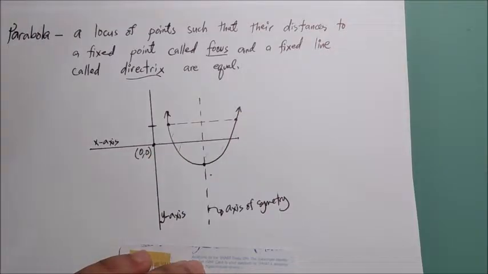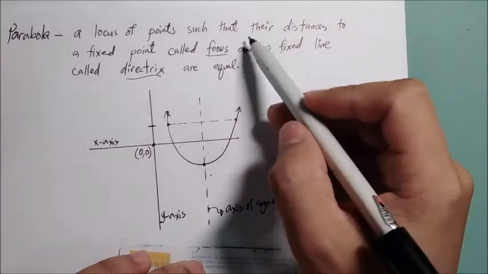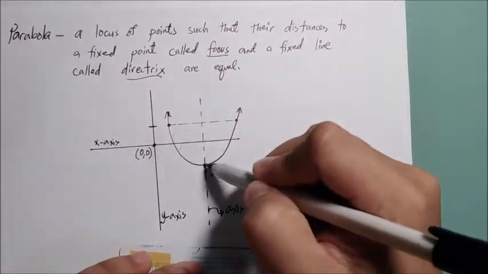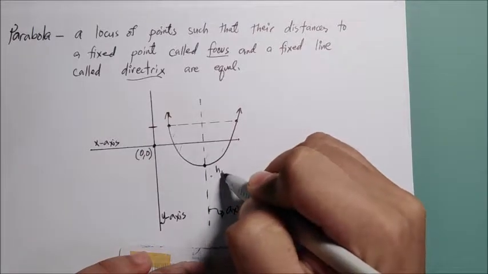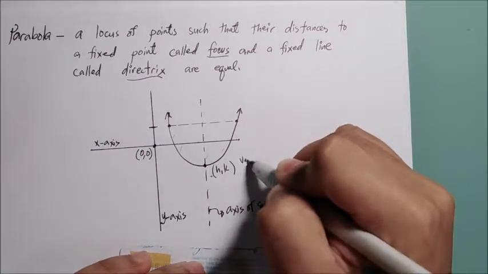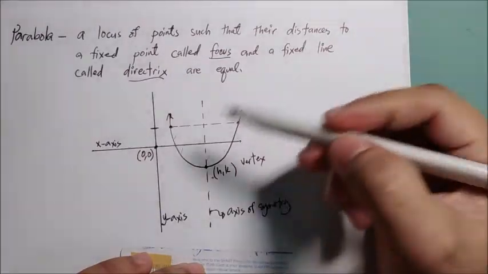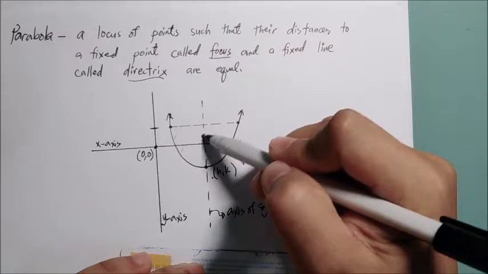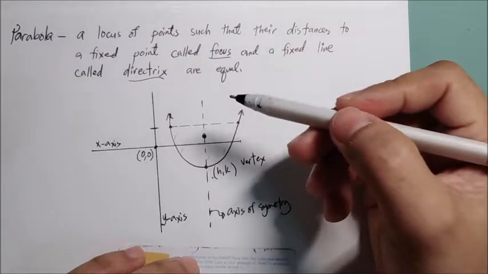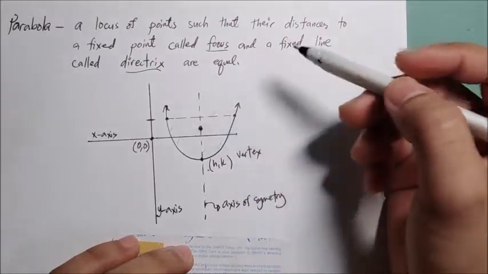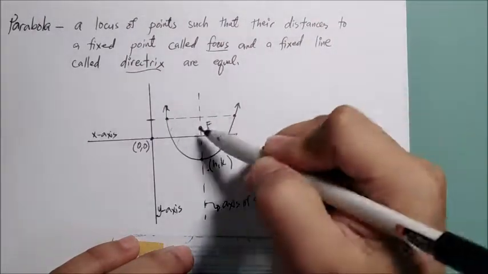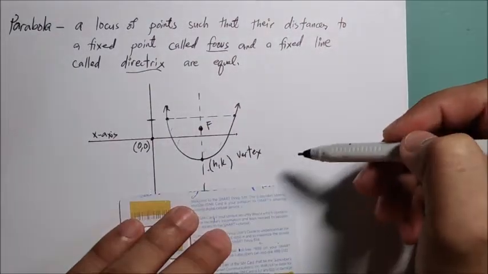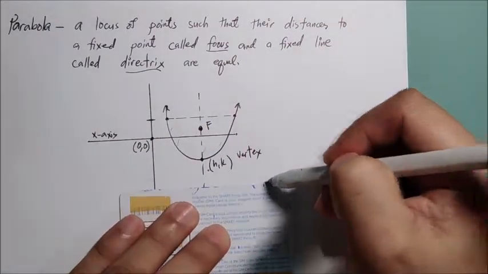Okay, so by the definition, a parabola is a locus of points such that their distances to a fixed point called focus... Okay, where is the focus? A focus is along the axis of symmetry from the vertex. Okay, this is the vertex. The focus is above the vertex of the parabola, somewhere here, because we can compute this through its equation. So this is the focus, assuming that this is the focus, and the line directrix is below the vertex.